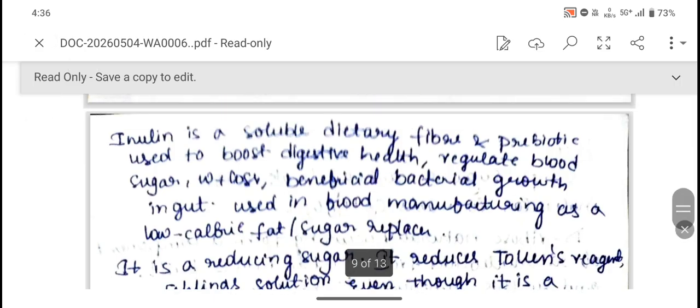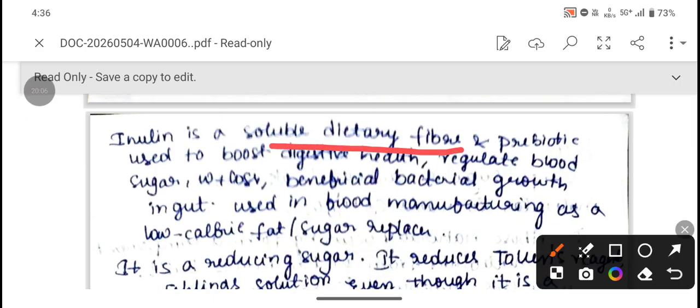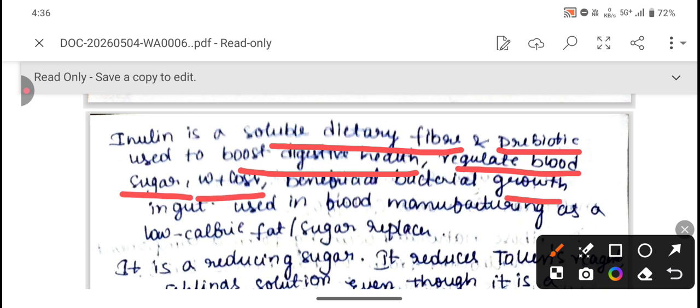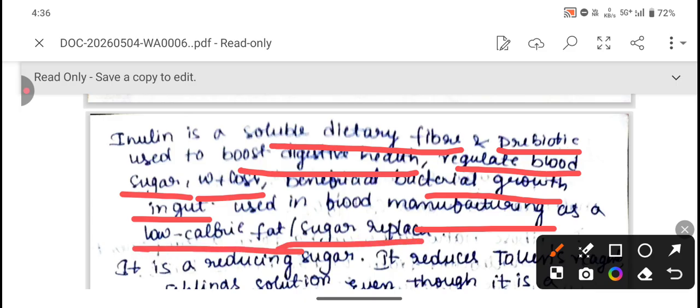So inulin here is a soluble dietary fiber. It's a prebiotic used to boost digestive health, regulate blood sugar and weight loss, and is beneficial for bacterial growth in the gut. It is used in food manufacturing as a low calorie fat or sugar replacer.